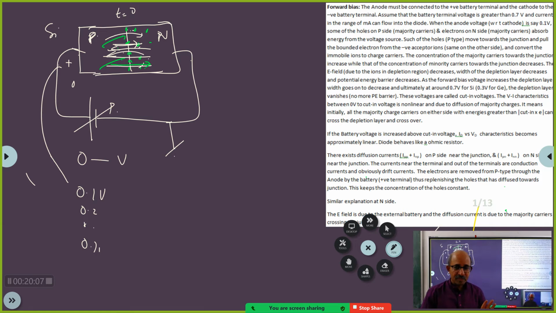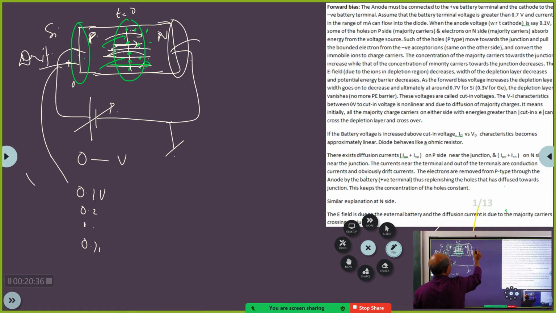Sir, here there is diffusion and drift both. Wait a minute. I am talking about this point. At this junction, there is only diffusion current, due to majority charges. Now, if you come to this point and this point, the current here is mainly drift current.